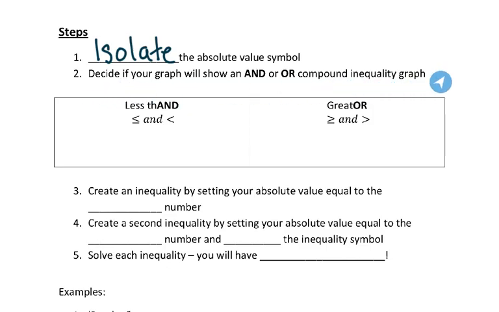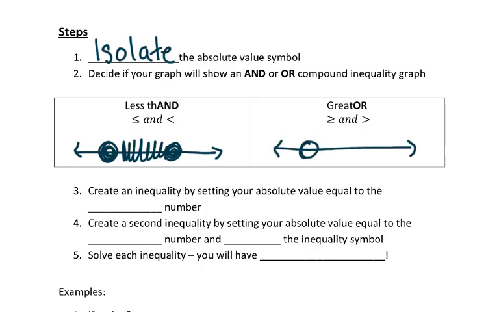an or compound inequality. So if we have a less than symbol, so something that's less than or equal to or less than, it's going to be an and compound inequality. And what that means is that your graph will have two circles on it, and you will wind up connecting them. If we have a greater inequality, so greater than or equal to or greater than, we'll have an or compound inequality. And what that means is that you'll have two circles, but instead of connecting them, you're going to go away from each other.